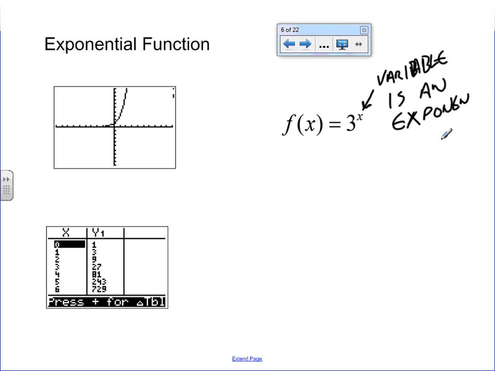Something seems amiss or delayed. So an exponential function, the variable is the exponent. That's the giveaway. See the x up here? It's an exponent. That tells me probably an exponential function.